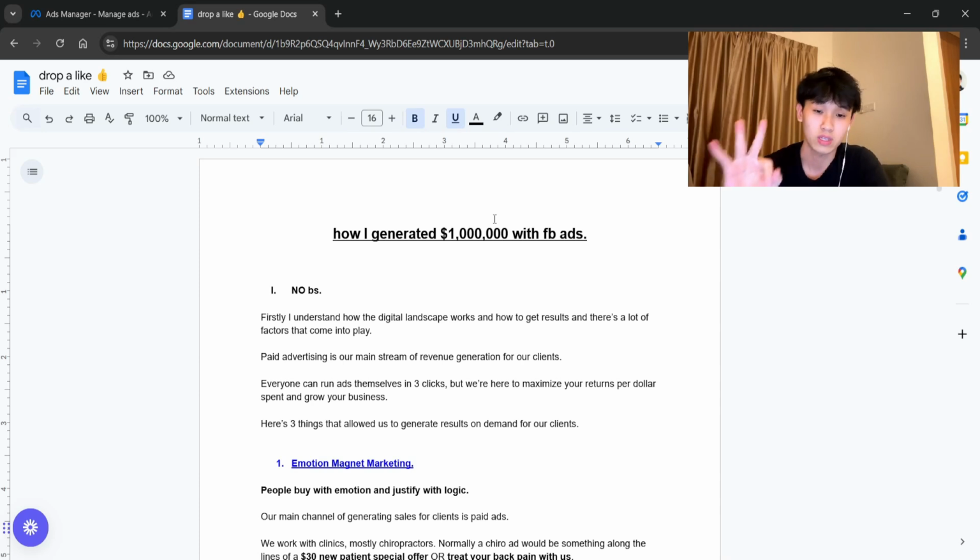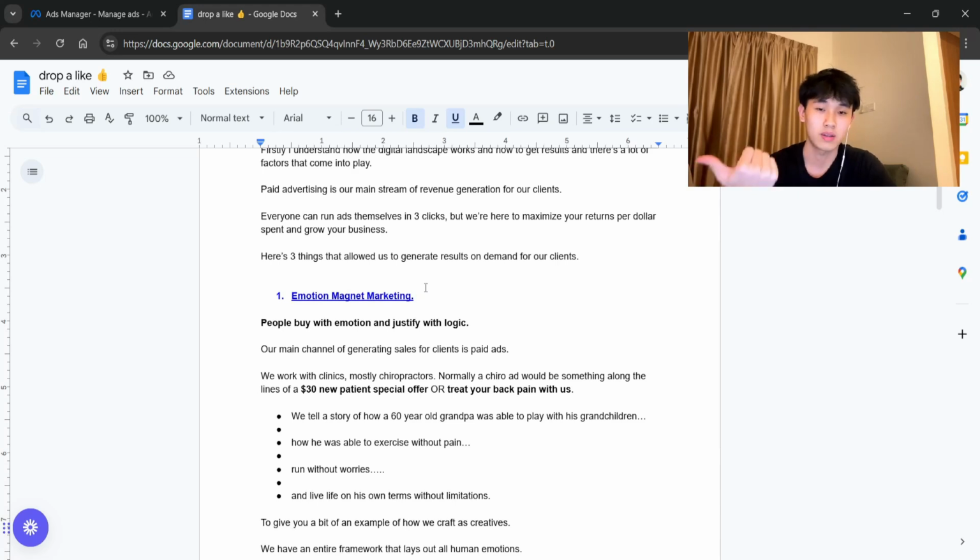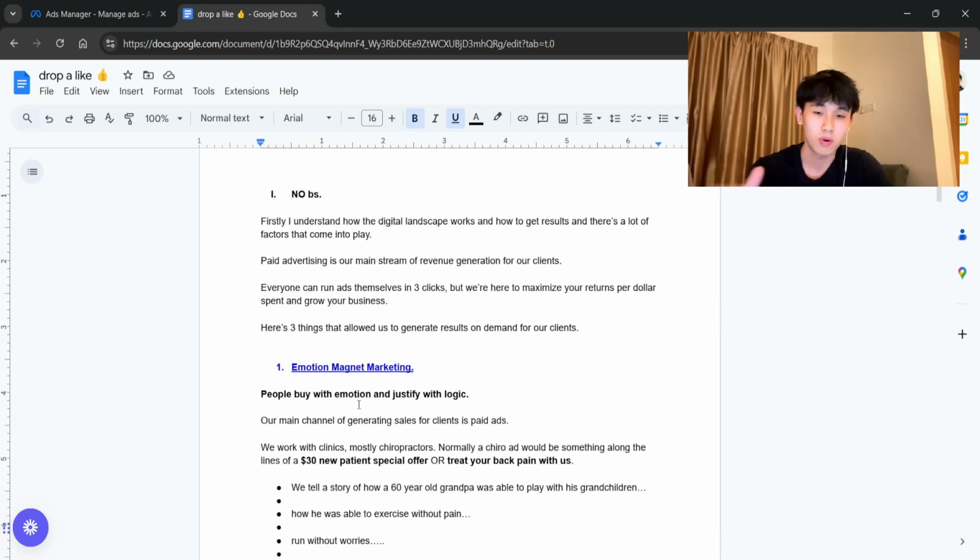And I'm going to share 3 things that allow us to generate results for our clients on demand whenever we want. Now, the number one thing would be our bread and butter, emotion magnet marketing. And our motto is always people buy with emotion and justify with logic. Obviously, we have to be good at what we do because our main source of revenue generation, like I said, is paid advertising for our clients. Now, we also do AI automations in the back end to further enhance the sales pipeline for our clients. But the main thing here is marketing.